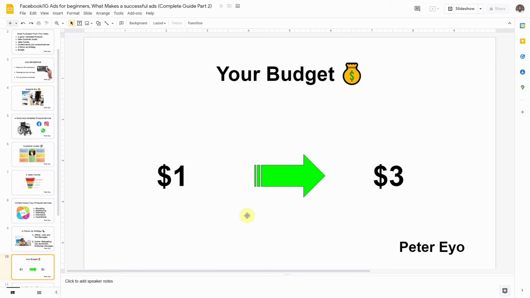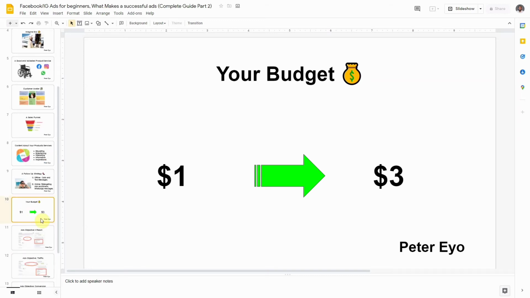Let's say you are told to spend $1 and you get back $3. Won't you be open to spending this money? I bet yes. So please approach Facebook ads with this mindset. I put in $1, it gives me back $3, and I have a profit of $2. If you multiply that by 100, you put in $100, get back $300. That's a profit of $200. So you have to understand that Facebook ads is an investment and there is always a return on investment.